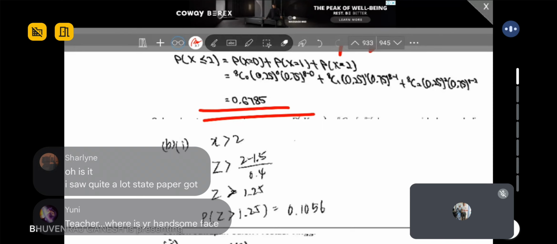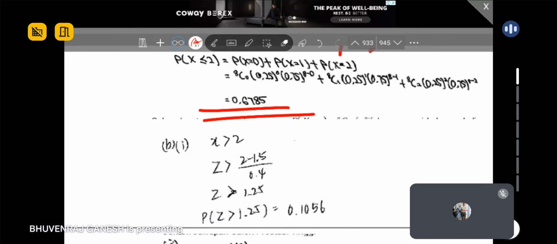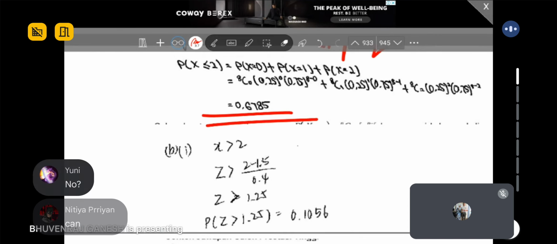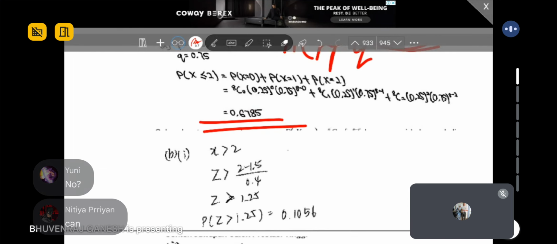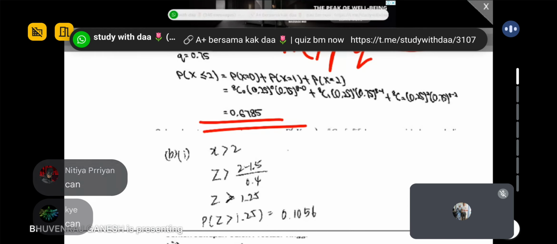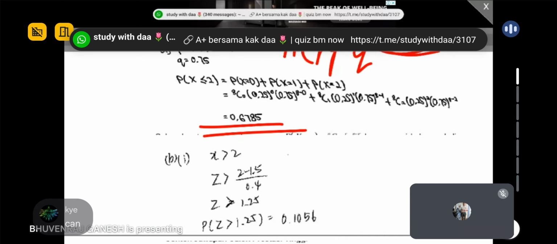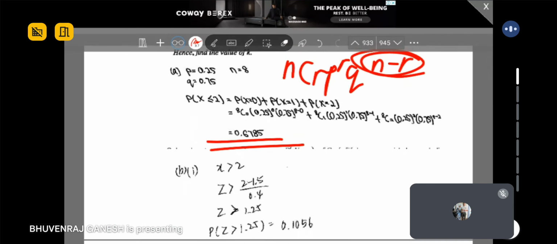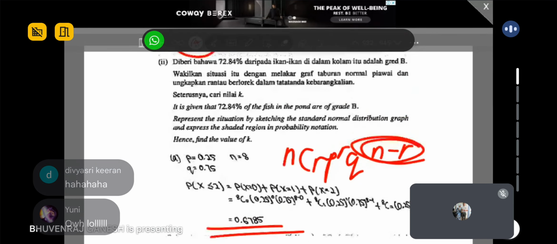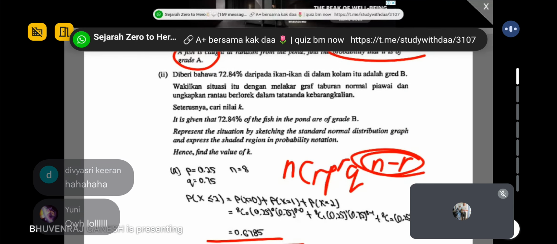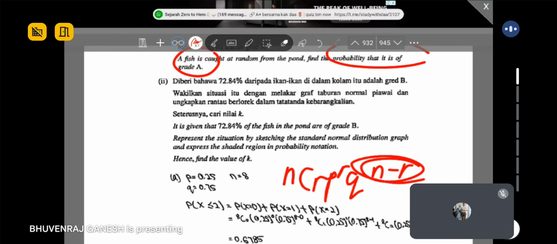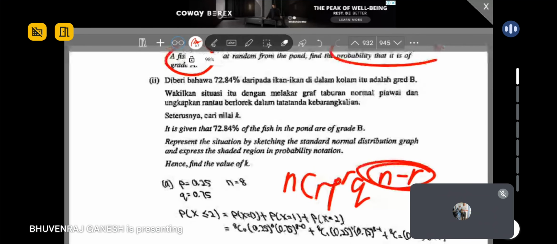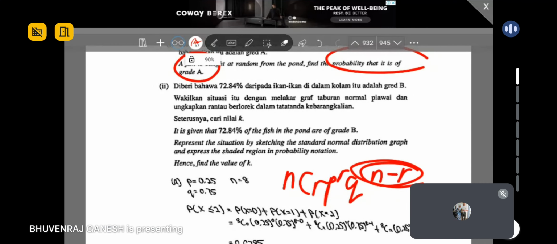Where is your handsome face? Guys, you cannot see my handsome face, is it? I'm on camera? Can see, right? Uni, what happened? Don't know. You see my screen lah. You must pin my Google Meet. You must pin my screen. Then only you can see my handsome face always. Unless your phone got problem lah, cannot see. Can see already, right? So today, how? More handsome than yesterday? Or less handsome? Or still the same?